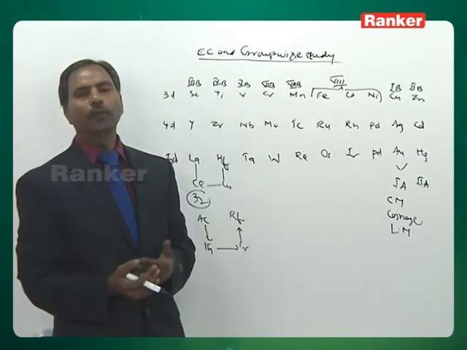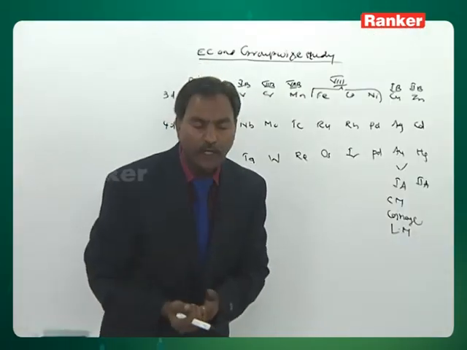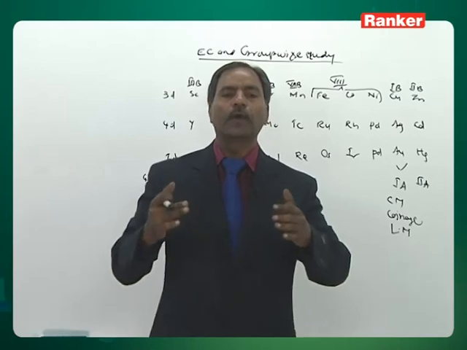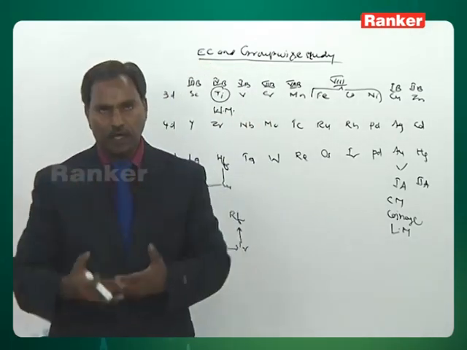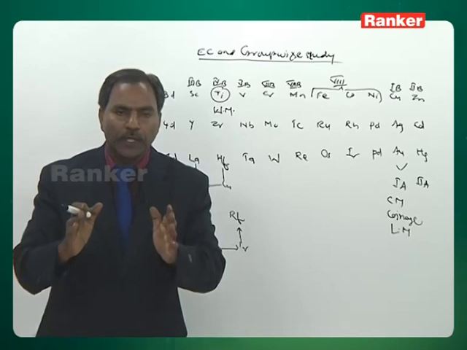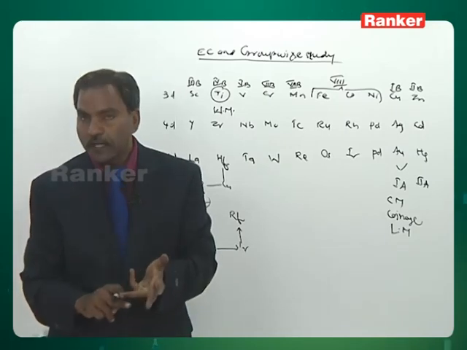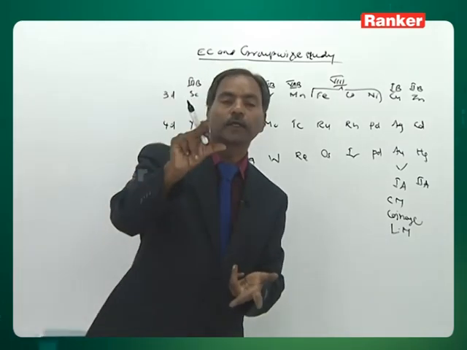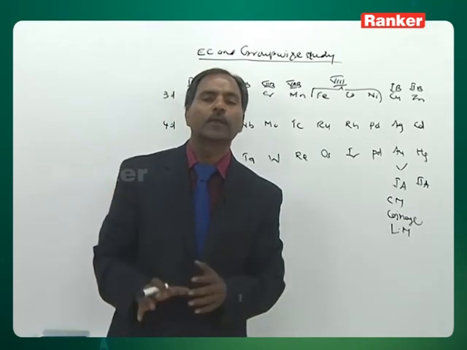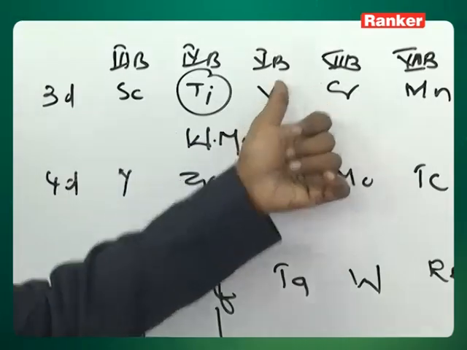In the fourth B group, titanium is commonly known as wonder metal. Why is it known as wonder metal? Because it has some unique properties. Its melting point is very high, and it is a very hard metal. Its corrosion resistance is even more than stainless steel. Because of these unique properties, titanium is commonly known as wonder metal.